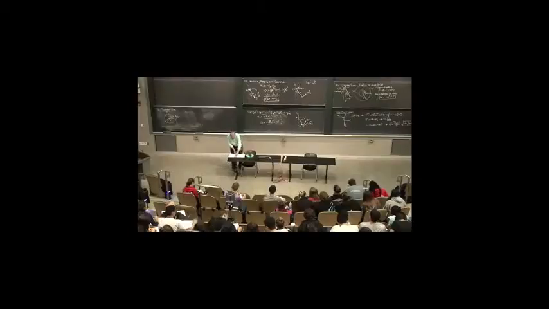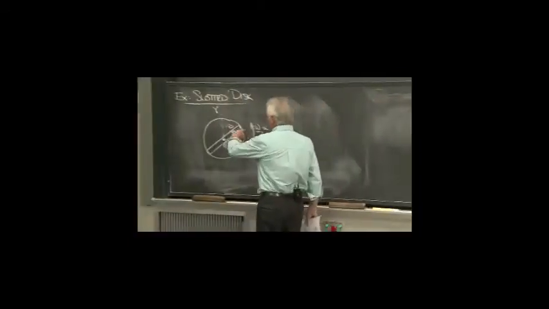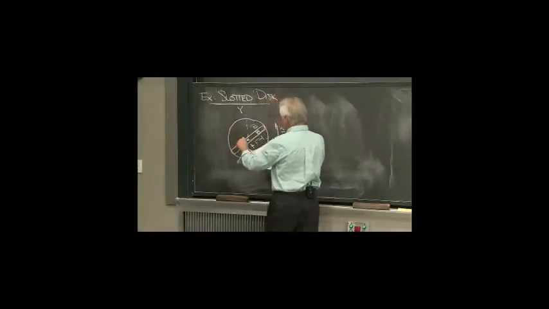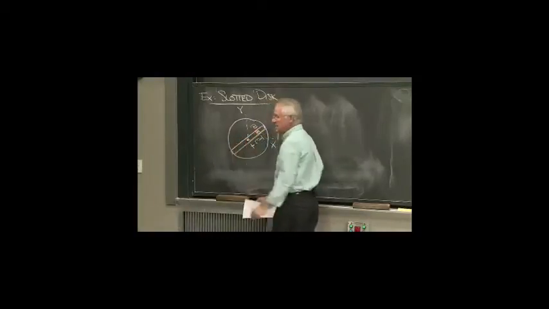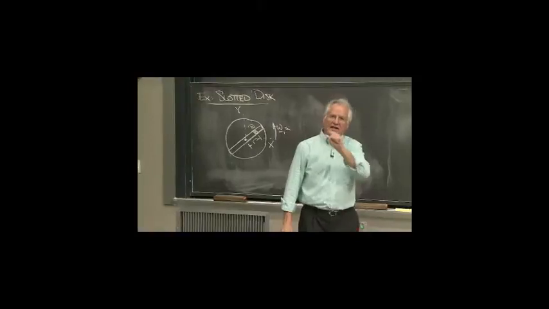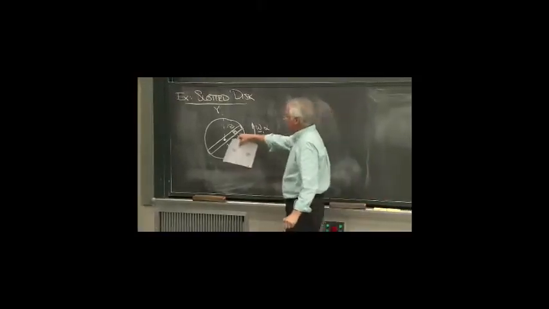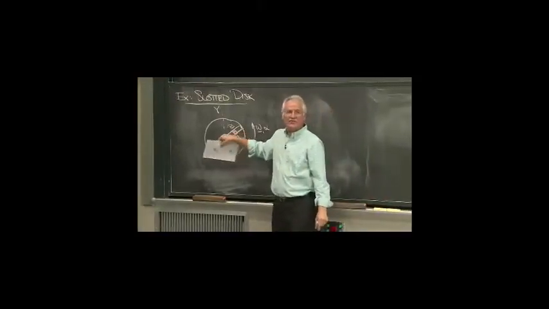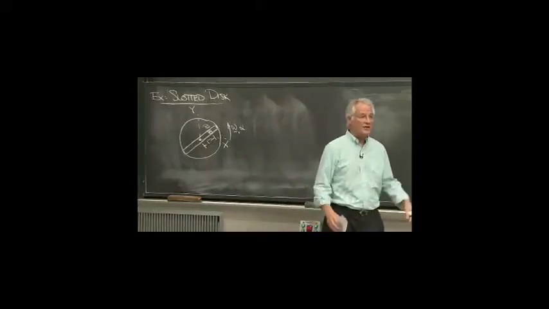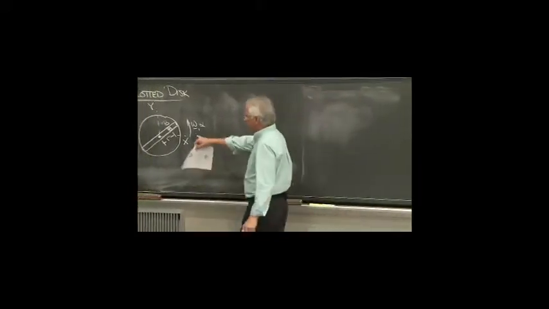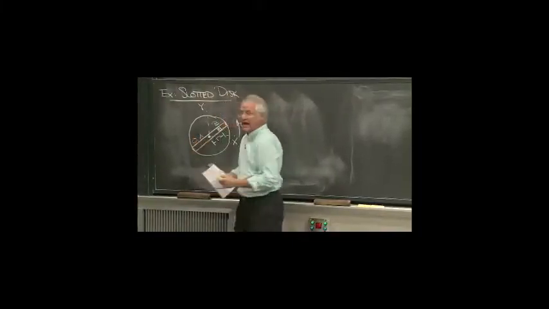Okay, this one is called a slotted disc. It's a disc spinning around that has a notch or a slot in it, in which is sliding a little piece of metal or plastic called a slider that has on it point B, the point of interest. We can call this either O or A.